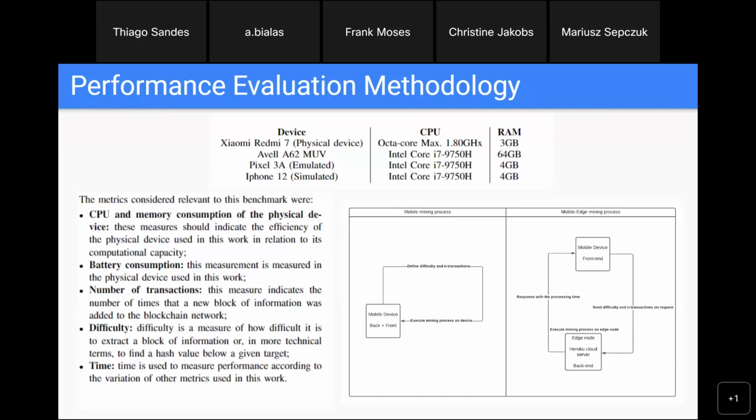Regarding the metrics used in the benchmark, the following were chosen: CPU and memory consumption, physical device battery consumption, number of transactions on the blockchain network, difficulty, which measures how difficult it is to mine a block of information on the blockchain network, and the processing time.